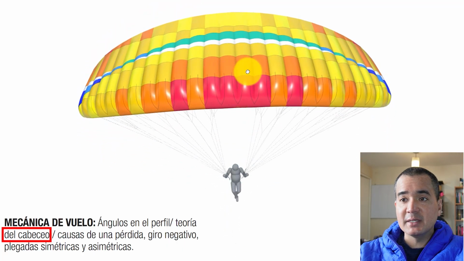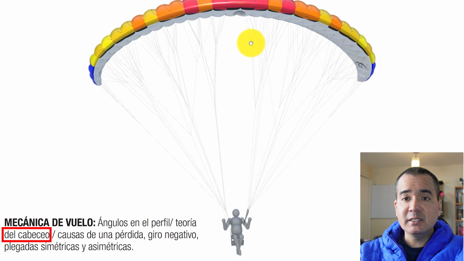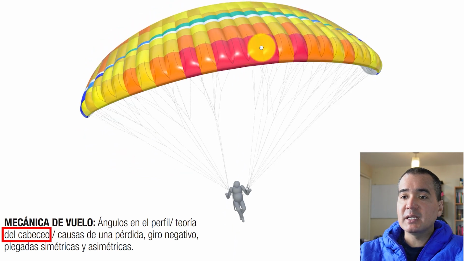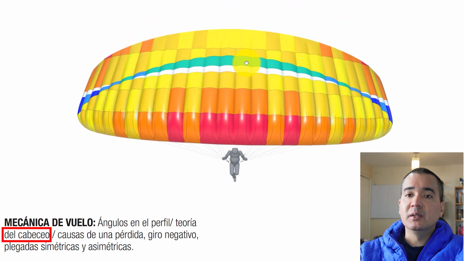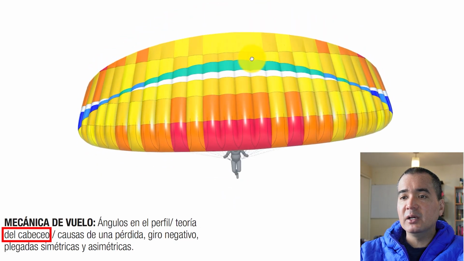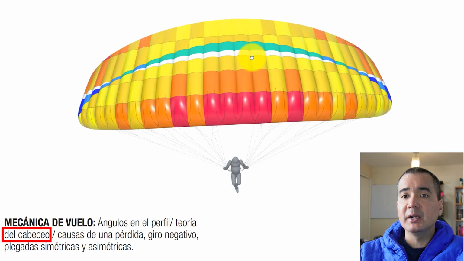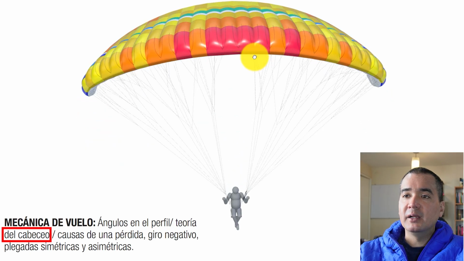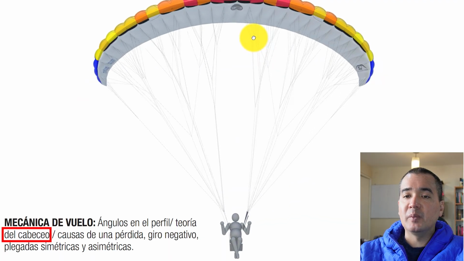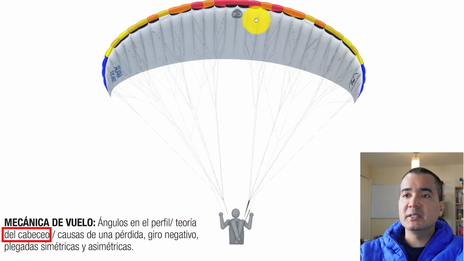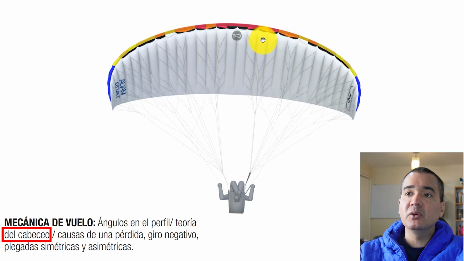And what is the right moment? When the paraglider has passed above our heads, is in front of our heads, and is moving forward. Because if the paraglider is in front of our heads but is moving backward, if we brake at that moment, what we are going to do is worsen the pitch. We are going to make it more extreme, and the pitch will continue.